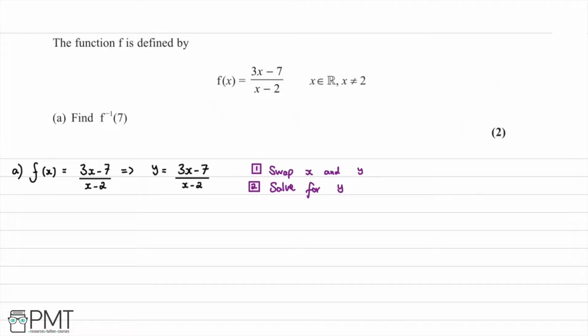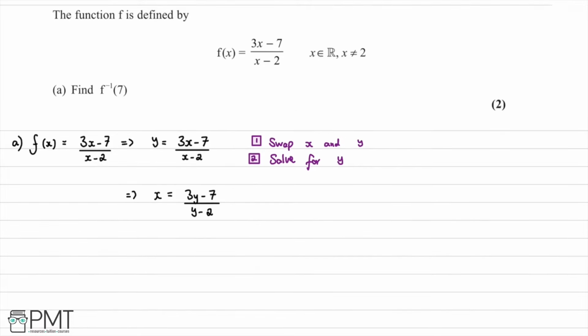So what we're going to then have, swapping these x and y's, is that x is going to be equal to 3y minus 7, and we divide that by y minus 2. So then now we're going to solve this equation for y. So we'll start off by multiplying both sides by y minus 2.